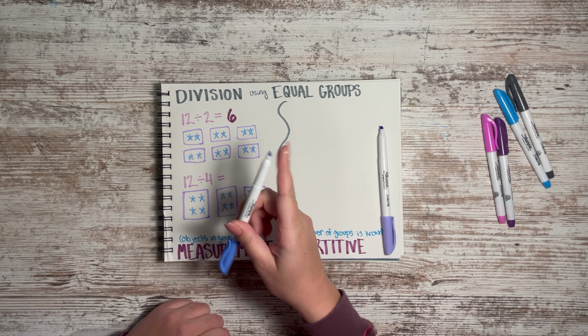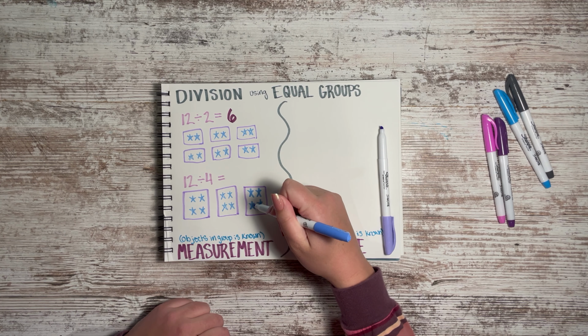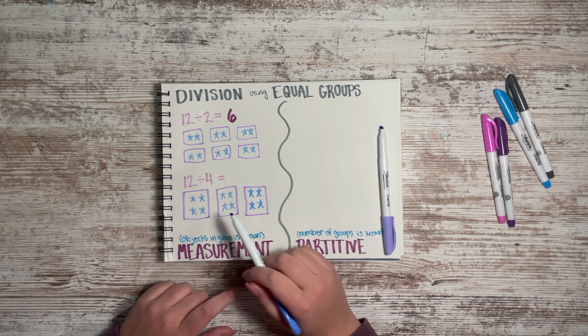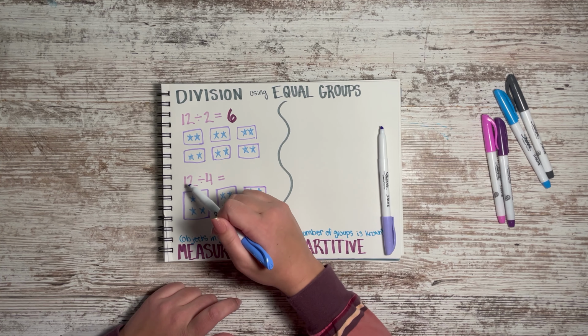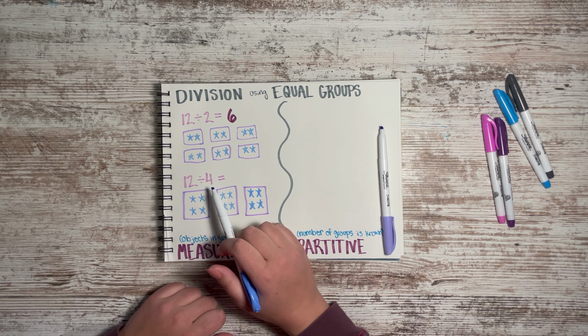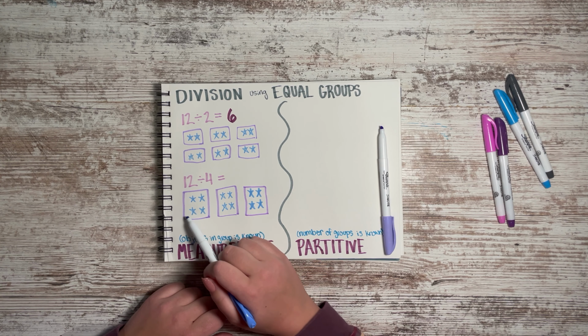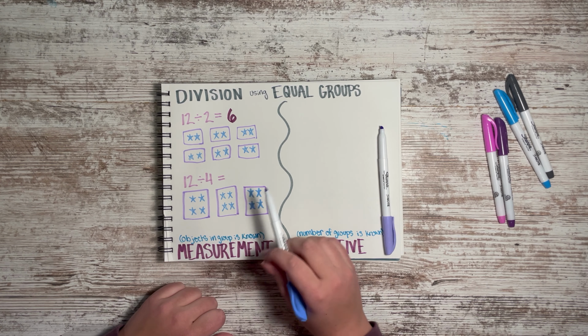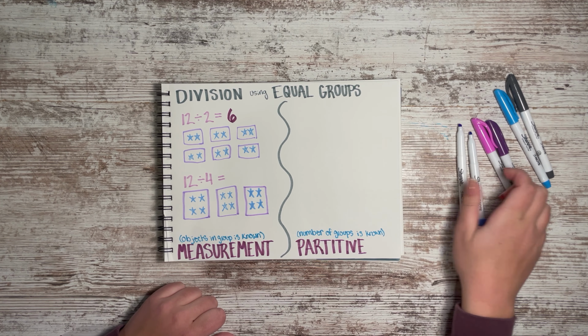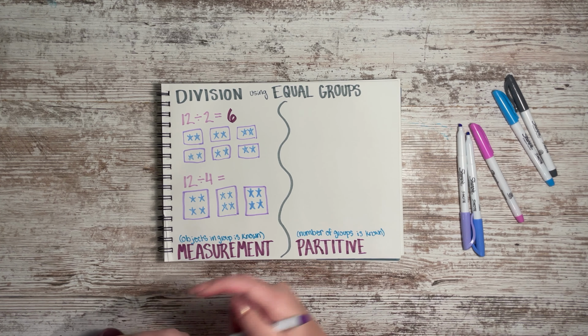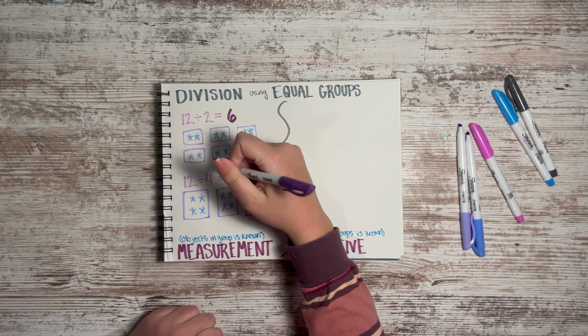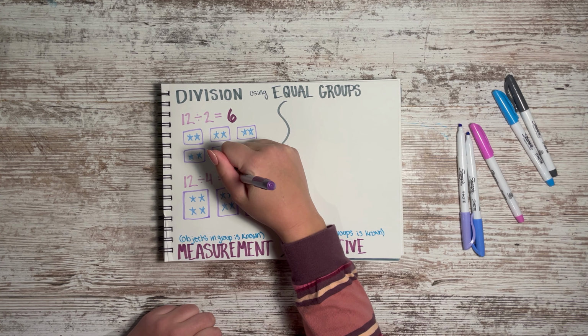So we have 4, 8, 12 stars. So we have 12 stars, so I know we have our full amount of objects, and they're split into groups of 4, and the number of groups is going to be my quotient. And the quotient just means the answer to a division problem. So I have a quotient of 3.